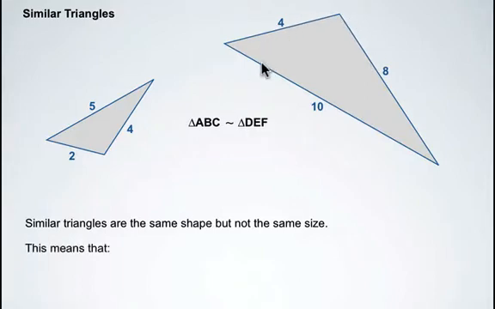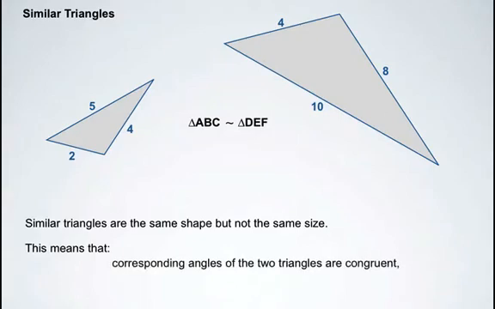For these two to be similar triangles, it would mean that the corresponding angles in each of the respective triangles would be congruent. They would be the exact same measure. So this angle measure in the first triangle would be the exact same as this angle in the second triangle. The measure of this one in the first triangle would be the exact same as this one in the second triangle, followed by the third one, which would have the exact same measure in degrees as this one in the second triangle.